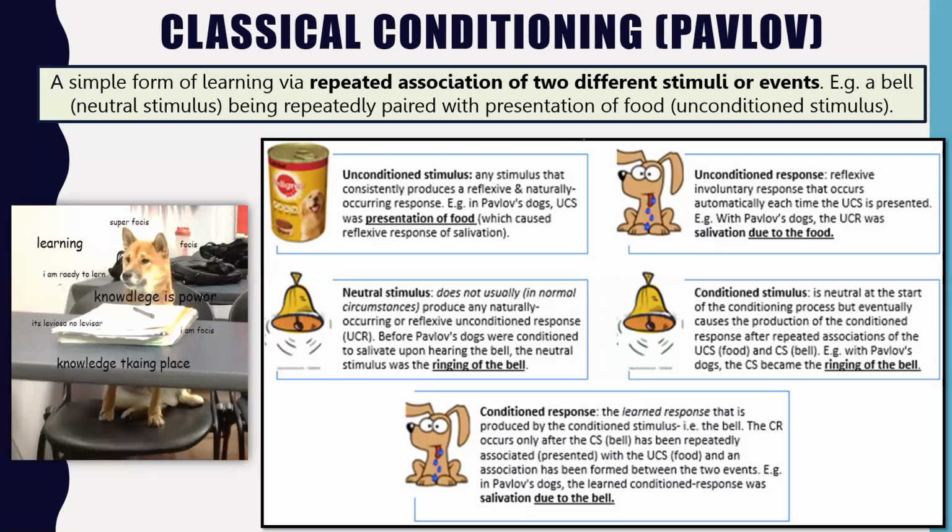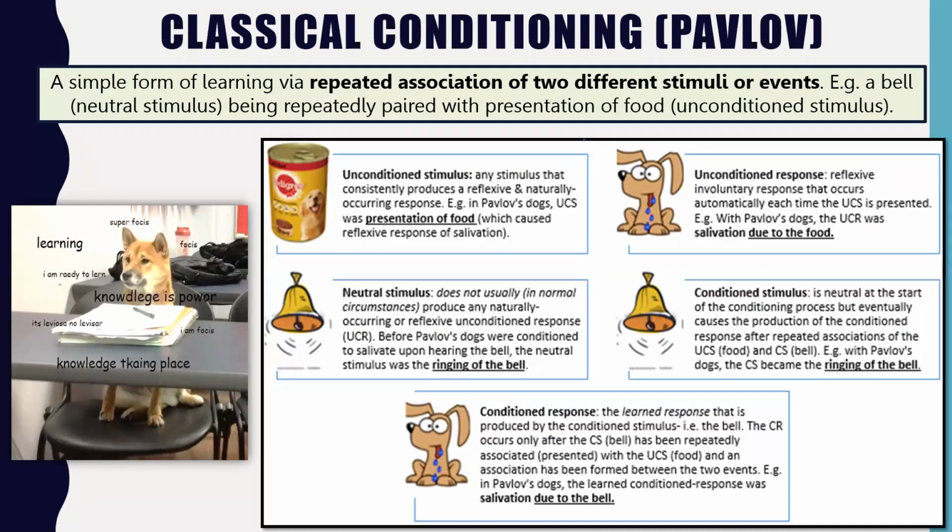So the first topic that a lot of you were confused about was classical conditioning. And I know classical conditioning isn't an easy topic. Remember, classical conditioning is just a form of associative learning, where you're repeatedly associating two different things or two different events. We call them stimuli.